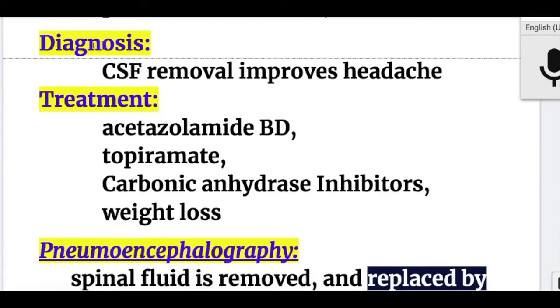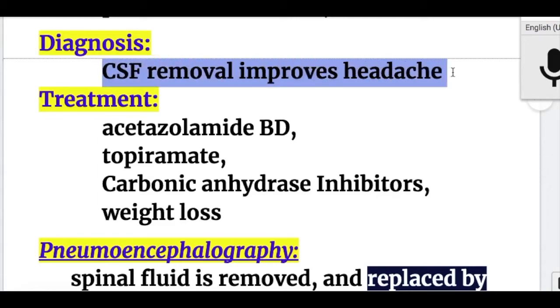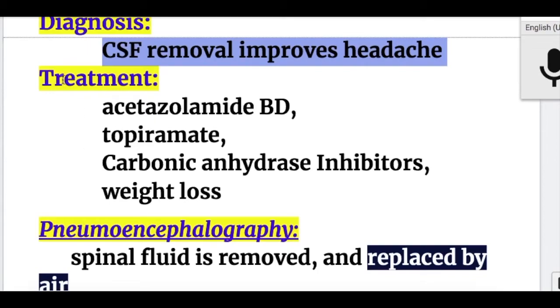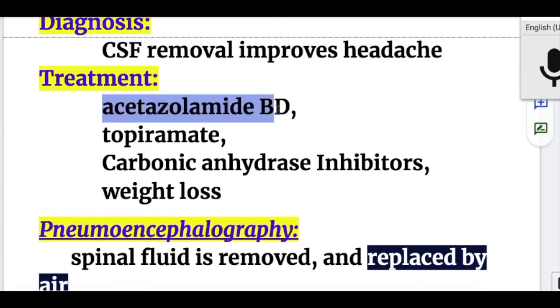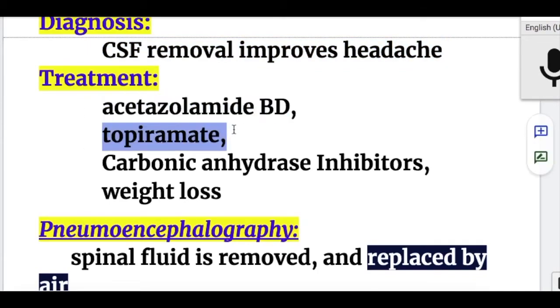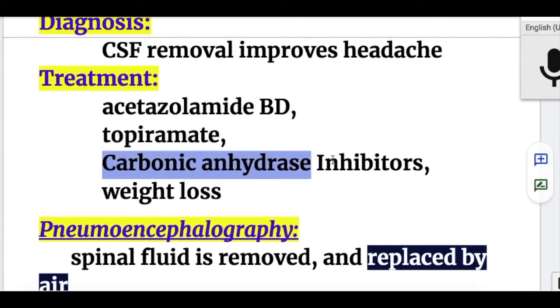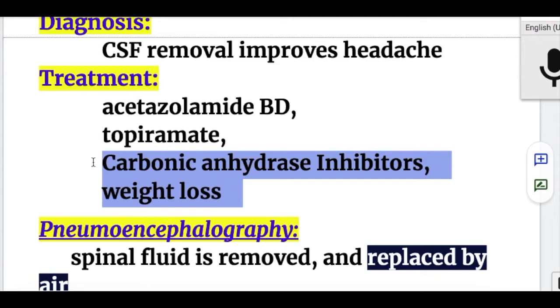Now, high CSF volume can be diagnosed by removal of CSF. That will improve the headache, and the treatment of high CSF volume is acetazolamide given twice daily, or topiramate, or number 3, carbonic anhydrase inhibitors. And weight loss also reduces high CSF volume headache.